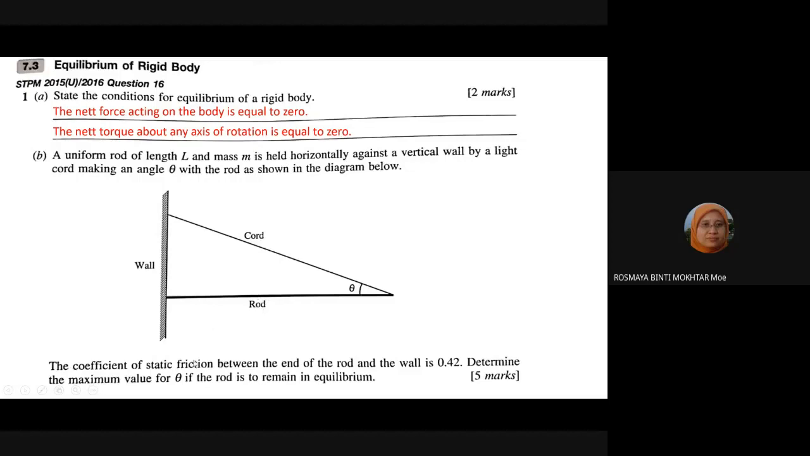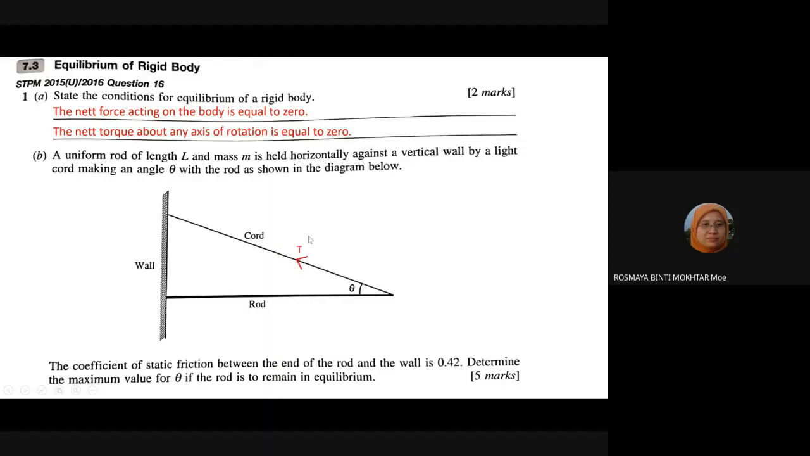The coefficient of static friction between the end of the rod and the wall is 0.42. This is mu, the symbol for coefficient of static friction, 0.42. Determine the maximum value for theta if the rod is to remain in equilibrium. So all the forces upward equal downward, right equals left, and the clockwise moment equals the anti-clockwise moment. That is what is meant by equilibrium. The system is static.